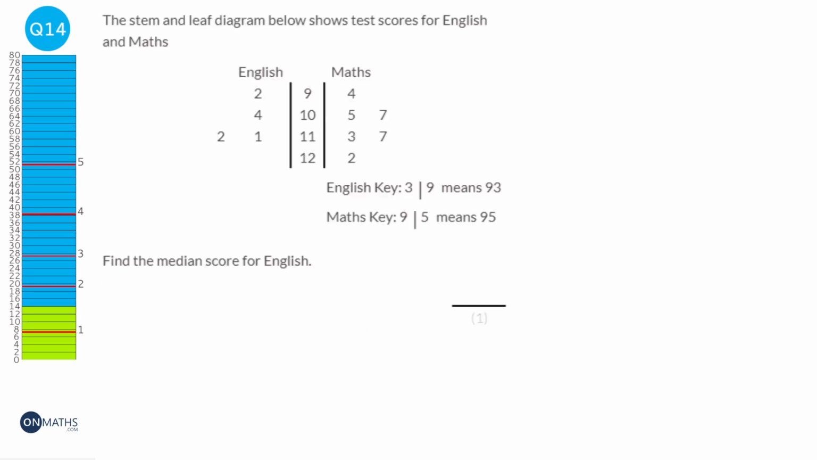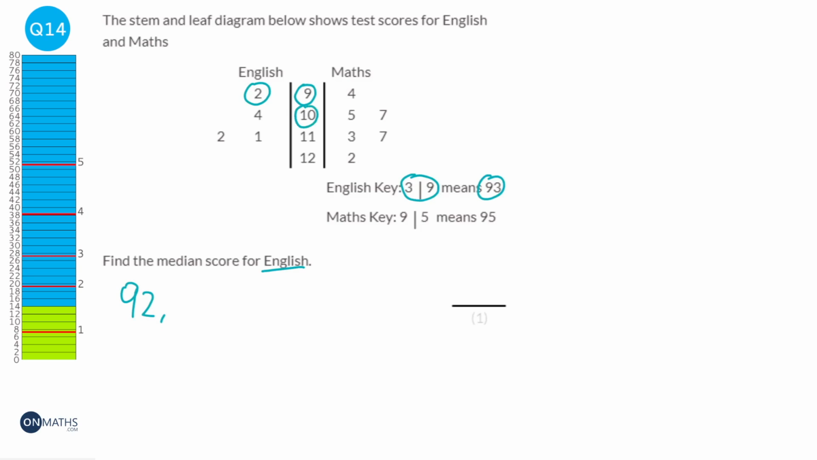So with a stem and leaf diagram, the numbers in the middle often represent tens. They could be units. So we look at the key first of all, and we see that 3 line 9 means 93. So the numbers in the middle are going to represent 10. So this is a 90. Now we're looking for English, so this will be 92. So our first number will be 92.